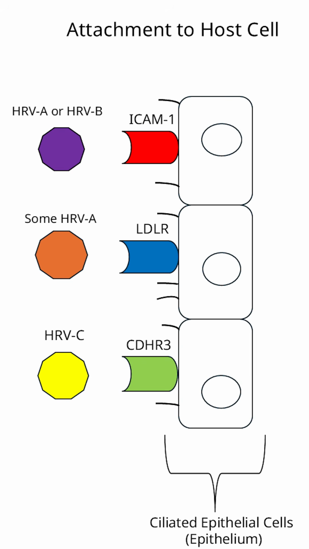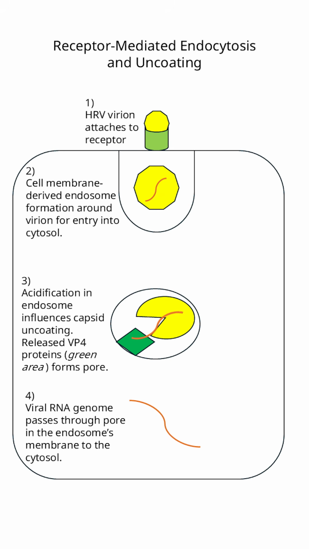Most HRV-A and all HRV-B cell types bind VP1 to intercellular adhesion molecule 1, ICAM1, a glycoprotein and adhesion receptor present on ciliated epithelial cells in the respiratory tract. Some HRV-A cell types alternatively bind VP1 to a low-density lipoprotein receptor, whereas HRV-C cell types can bind to a cadherin-related family member 3 receptor. Upon binding, a rhinovirus will enter a host cell via receptor-mediated endocytosis.